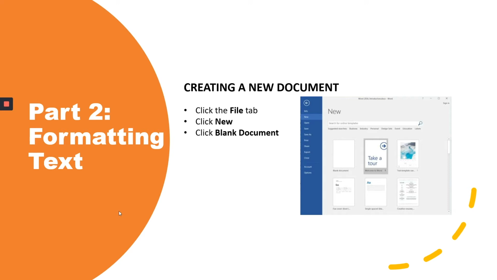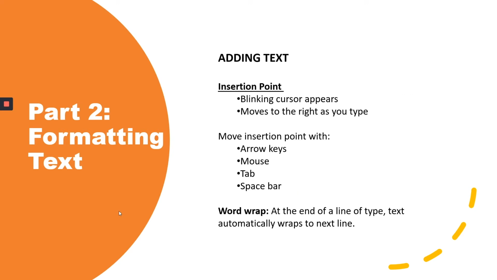Once you've opened Word, click on a blank document, or if a document is already open, click the File tab, click New, and click Blank Document. When you open a blank document, you'll see the insertion point, where the blinking cursor appears. The insertion point can be moved in several ways: by using the 4 arrow keys on the keyboard, by clicking with the mouse, or with the Tab key, or tapping the space bar one character at a time.